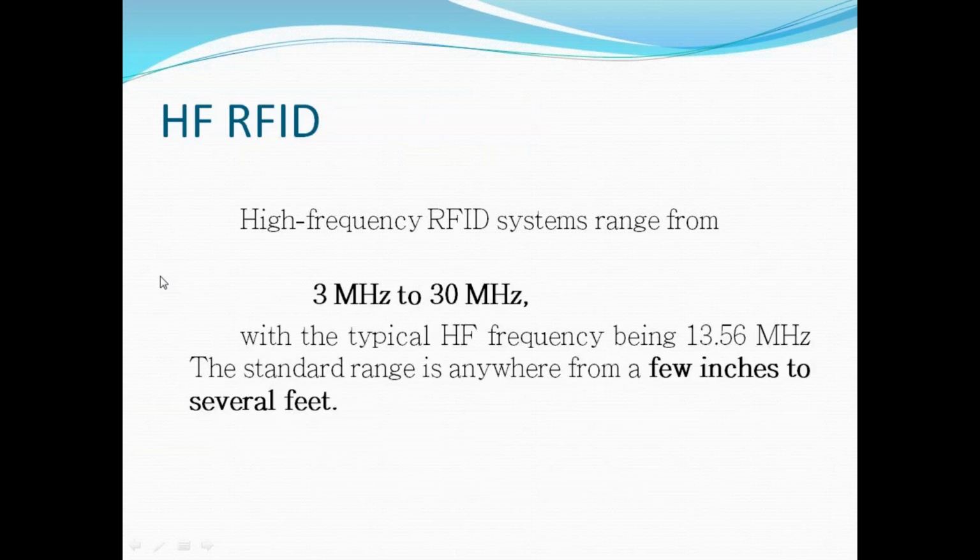Then when you talk about high frequency RFID, the range is 3 megahertz to 30 megahertz, and it can transmit from a few inches to several feet. This type of card is primarily used right now. Actually, we have designed a system which is being used in three Delhi Public Schools in Assam. We designed the system to identify where the students are.